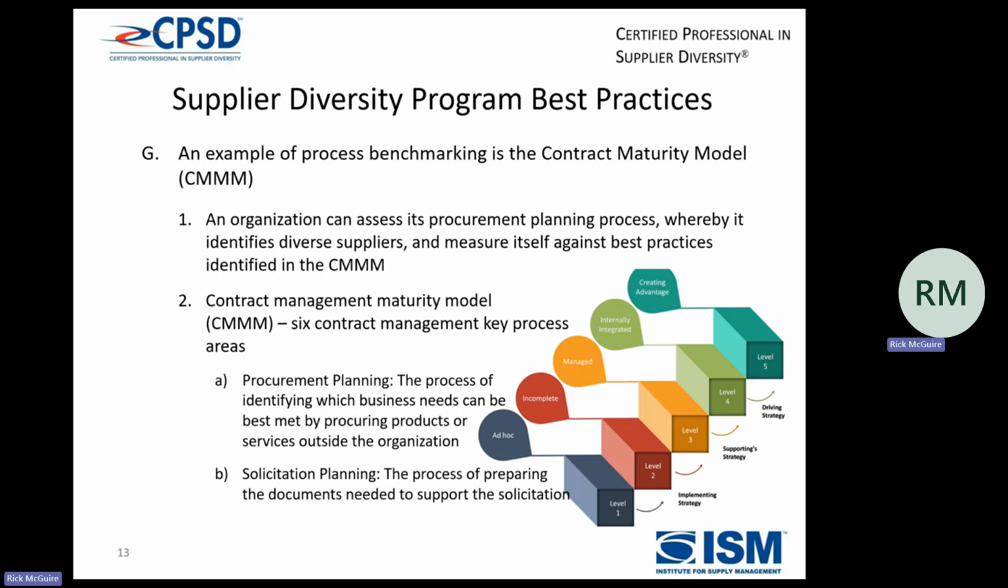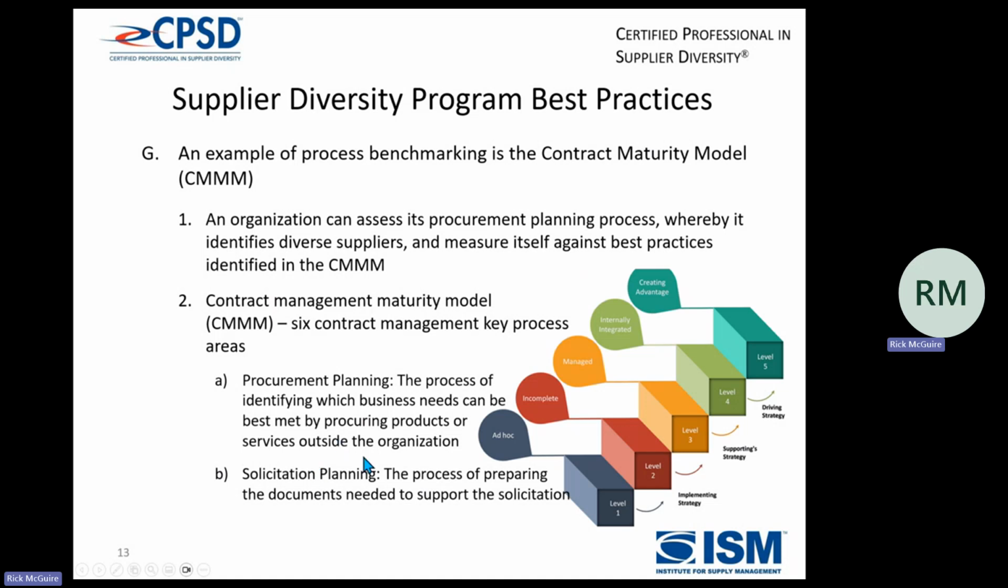An example of process benchmarking is the contract maturity model, CMM. An organization can assess its procurement planning process, whereby it identifies diverse suppliers and measures itself against the best practices identified in CMM. The contract management maturity model has 6 contract management key process areas.